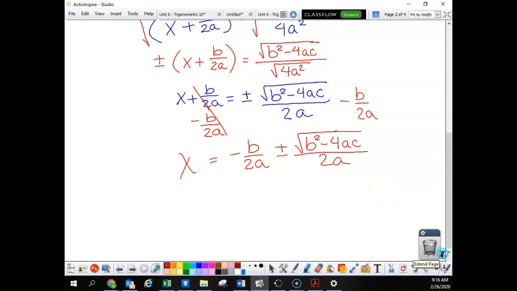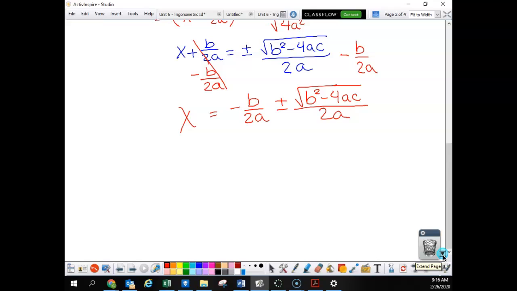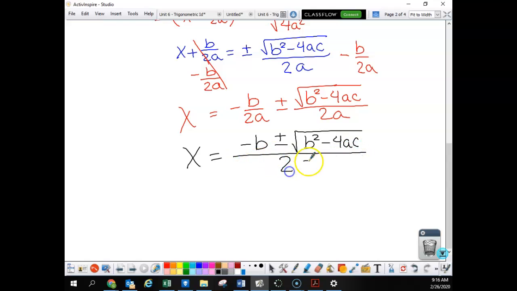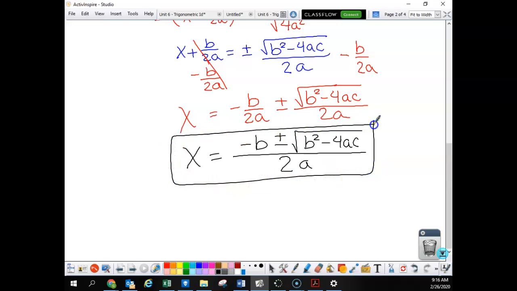Now, they have a common denominator, right? They both have 2a in the bottom. So that means I can add my numerators together. So my quadratic formula is x equals the opposite of b plus or minus the square root of b squared minus 4ac, and that's going to be all over 2a. This is the quadratic formula.